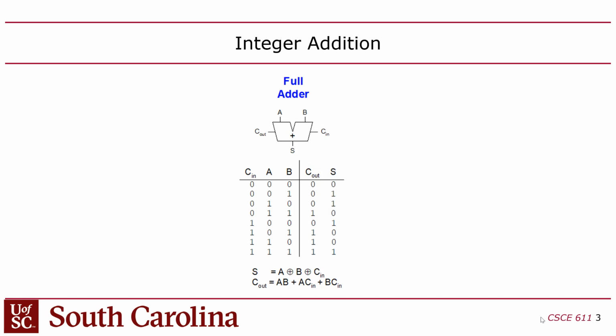So you can think of carry out as the most significant bit of the sum, and S is the least significant bit of the sum. Does that make sense? You guys covered that in 2.11, right? Okay, so that's a 1-bit adder.